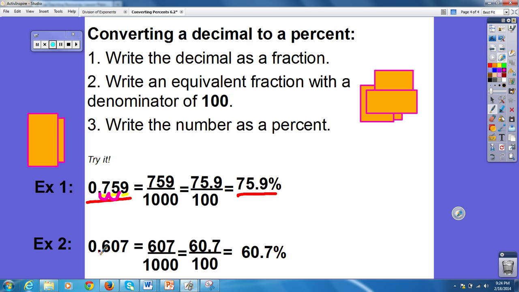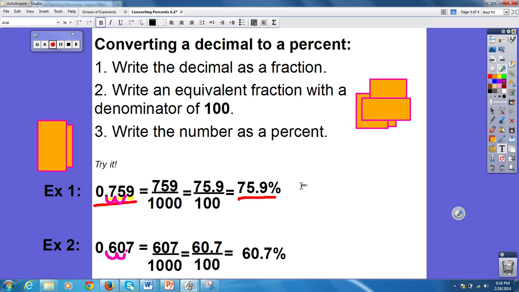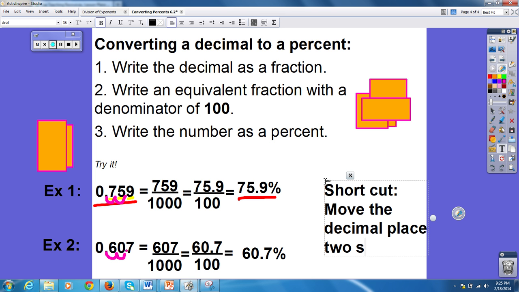Now let's see if we can find that same pattern below. 0.607 and 60.7%. Again, if I move my decimal place 2 to the right, I get 60.7%. So a shortcut that you may have realized is to move the decimal place 2 spaces to the right.